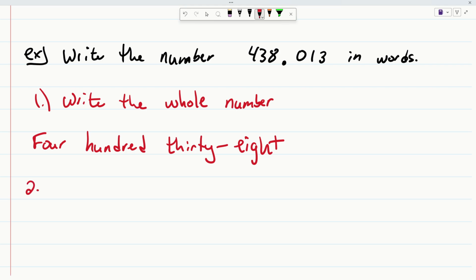Second, you want to write your decimal. Now, the decimal is the word and. Technically, if you looked at this number and you said 438.013, you would be incorrect because the word and means decimal. So this is 438 and then we write the decimal part.